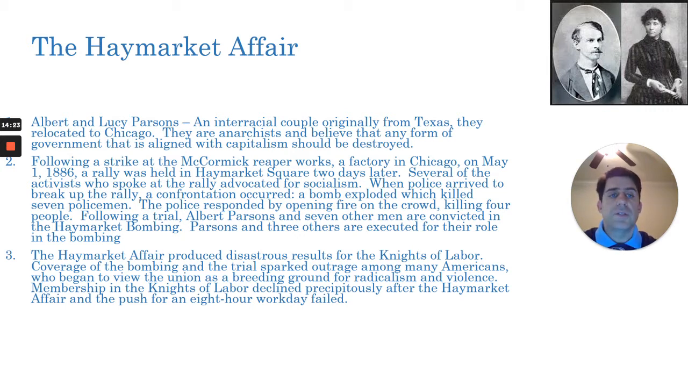They were anarchists, and they believed that any form of government that was aligned with capitalism should be destroyed. And you can see a picture of the Parsons in the upper right-hand corner here, Albert on the left, and his wife Lucy on the right. There was a strike in Chicago at the McCormick Reaper Works, a Chicago factory, on the 1st of May in 1886. And a day or two after that, there was a rally held in Haymarket Square.